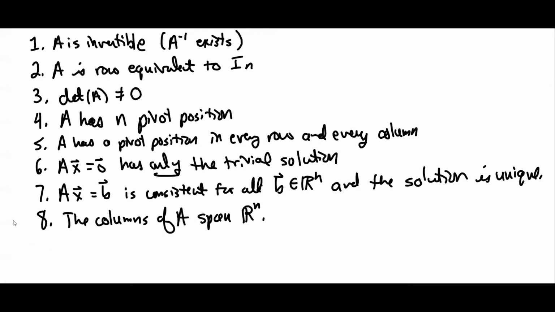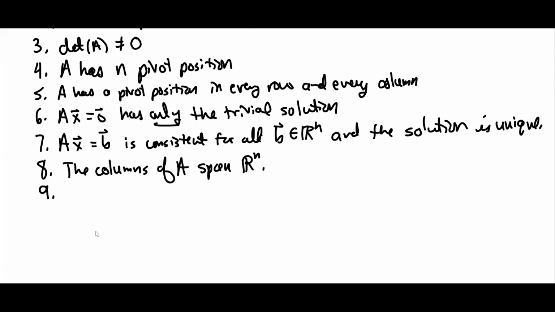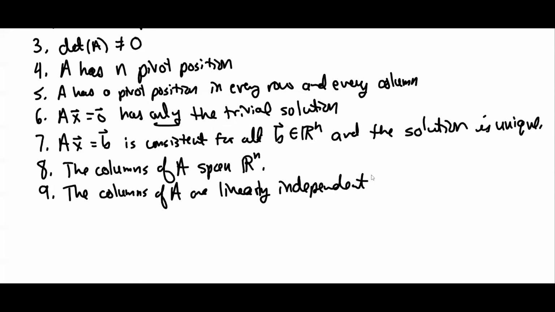All right, also, we're making a big list here. Because I have a pivot entry in every column, then I could say the columns of A are linearly independent, right? And that comes from this as well, right? If Ax equals 0 has only the trivial solution, then the columns of A are independent.